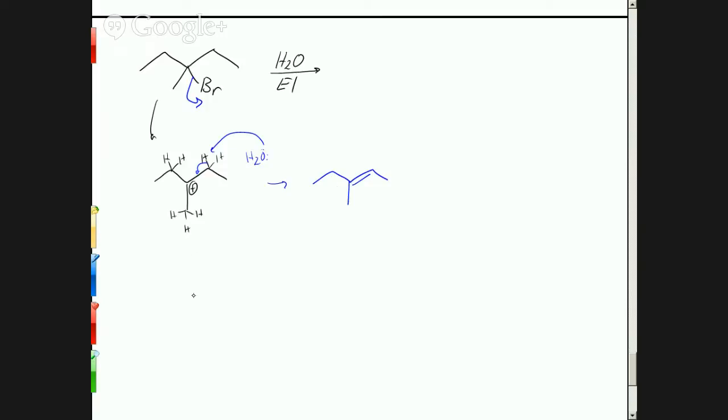And then if we take off one of those, we get this product. So between those 2, which is going to be the more favored product? The top one, right? Because it's more substituted. And there's actually a third one that's hard to find. Anybody find a third one?